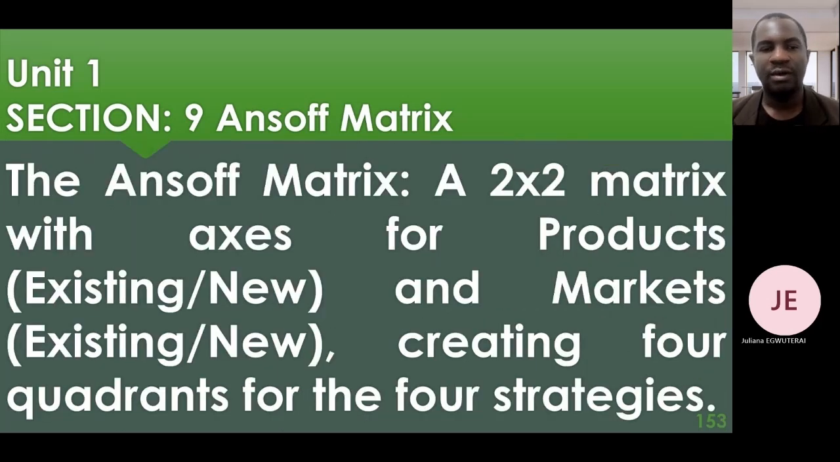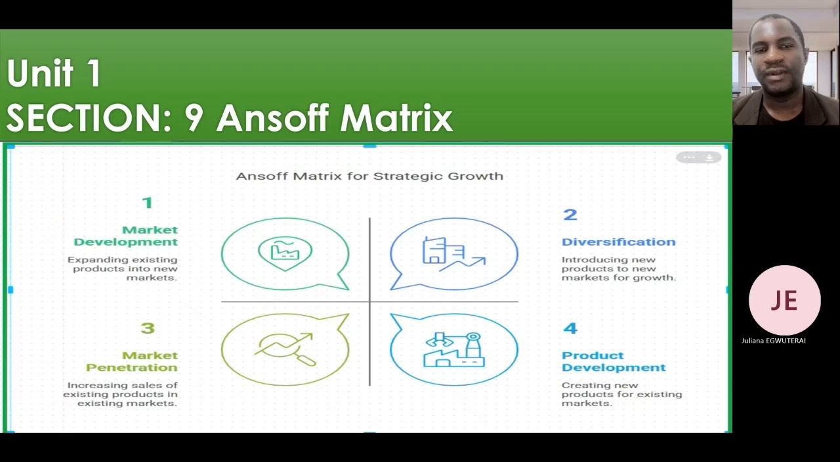So it's a 2x2 matrix. We're looking at existing products and new products. We're also looking at existing markets and new markets. So we have 4 quadrants for the 4 strategies based on the Ansoff matrix. Based on the quadrant you could see on the screen, for market development, we're expanding products into new markets. So that's the first component. If you can understand the component, you'll be able to apply it under exam conditions.